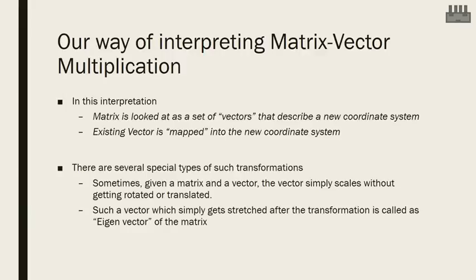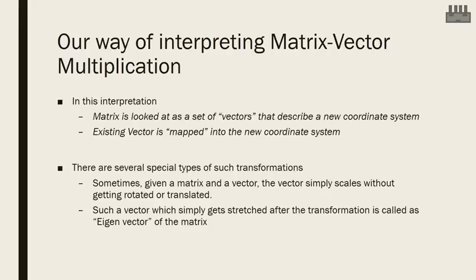So in our way of interpreting matrix vector multiplication that we saw just now, a matrix can be looked at as a set of vectors describing a new coordinate system, and a matrix vector multiplication basically figures out where that particular vector in the new coordinate system maps to, right? So that is how we have interpreted matrix vector multiplication. There could be other interpretations as well. It totally depends on the application.